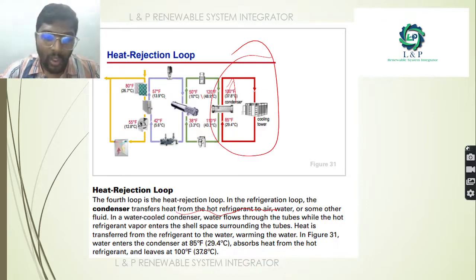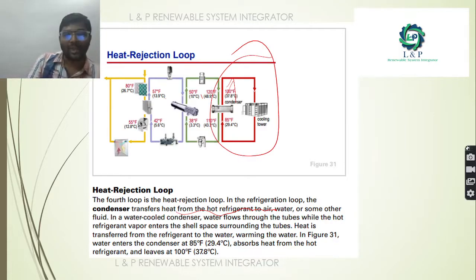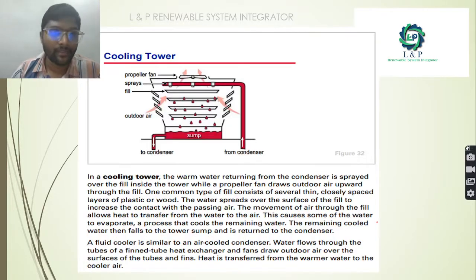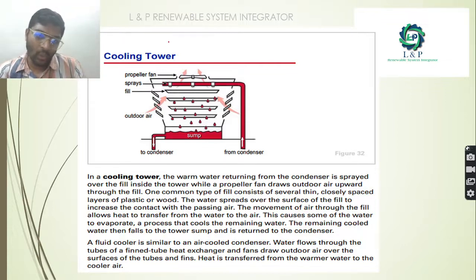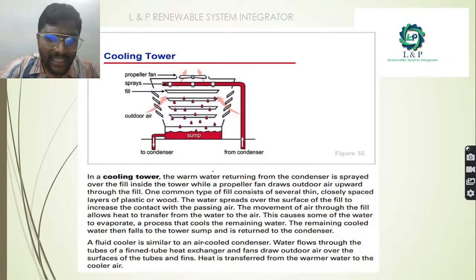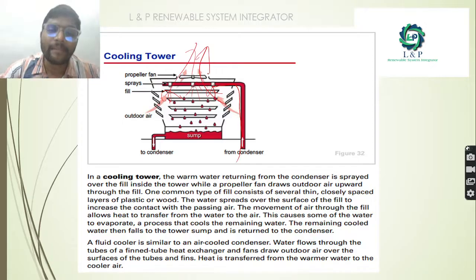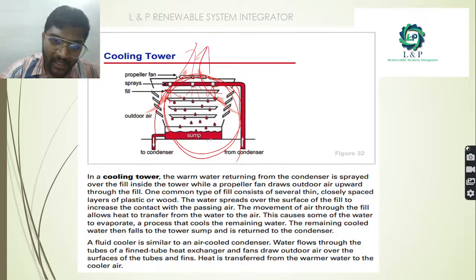In a water cooled condenser, water flows through the tube while the hot refrigerant vapor enters the shell surrounding the tubes. As we said earlier, inside the cooling tower, what is happening? We are taking the water and spraying it here. In parallel, with the help of the propeller fan, we are taking away the heat present inside, so that the water which is dropping here will be water at a lower temperature.